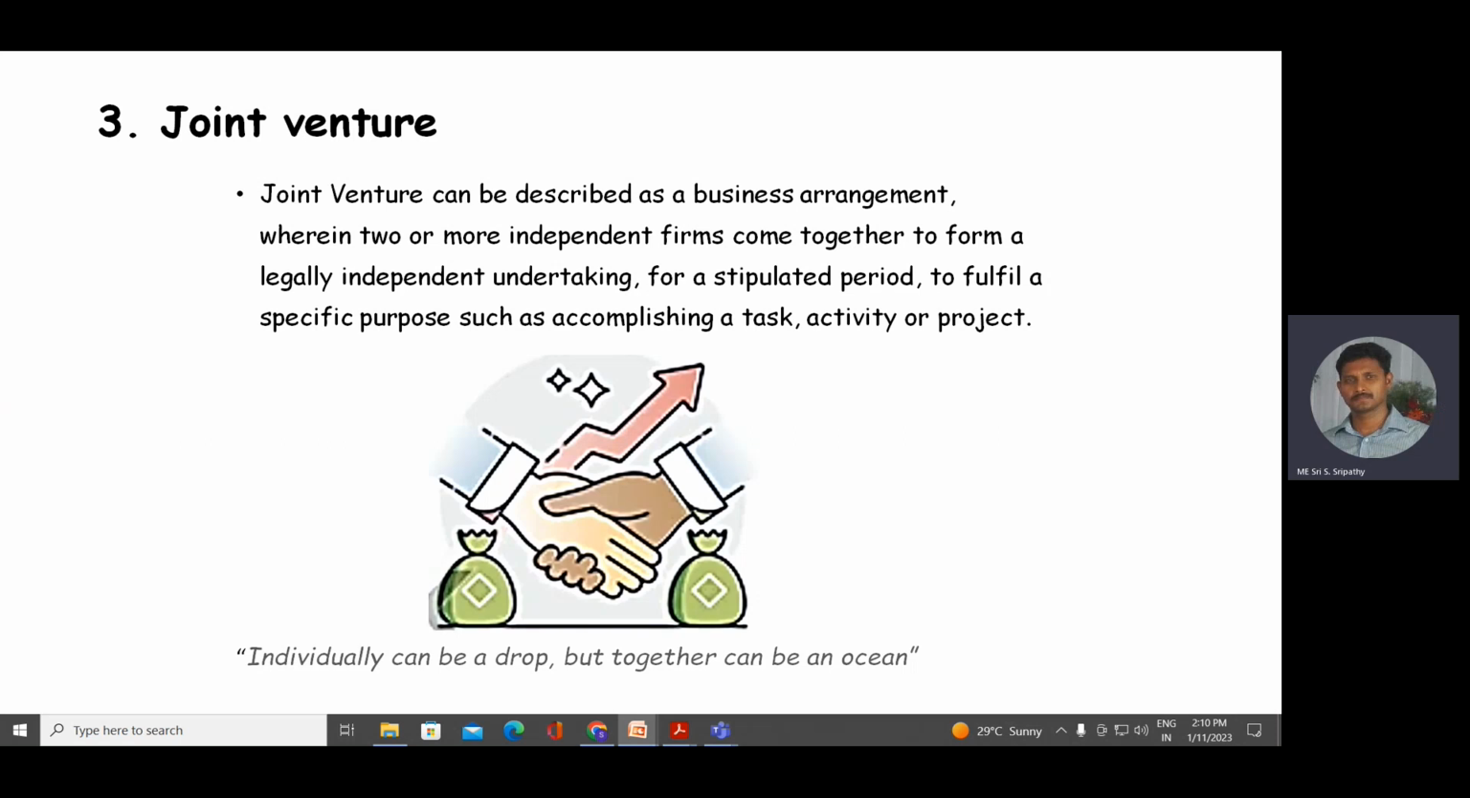As we say or hear, individually can be a drop but together can be an ocean. Here in the joint venture this is reflected, wherein we will be collaborating with others to complete a given project, which we call a joint venture.